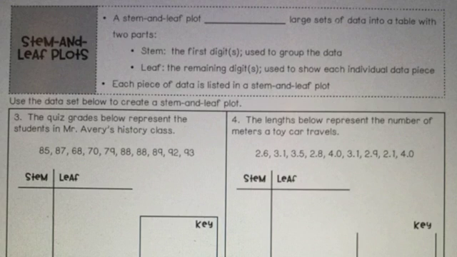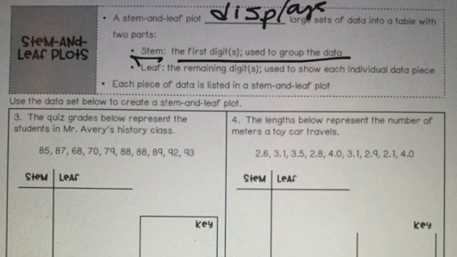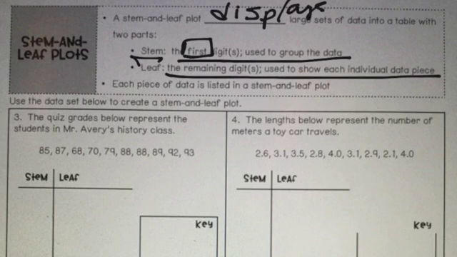If you notice the stem and leaf plot right here, the word you're looking for is displays. It displays large sets of data in a table with two parts. The first part is the stem, and it's the first digit used to group data. So that word first is really important. And the leaf is the remaining digits used to show each individual data piece. Each piece of data is listed in the stem and leaf plot. Now, if you don't understand that, don't worry about it, because you're going to understand it through examples.